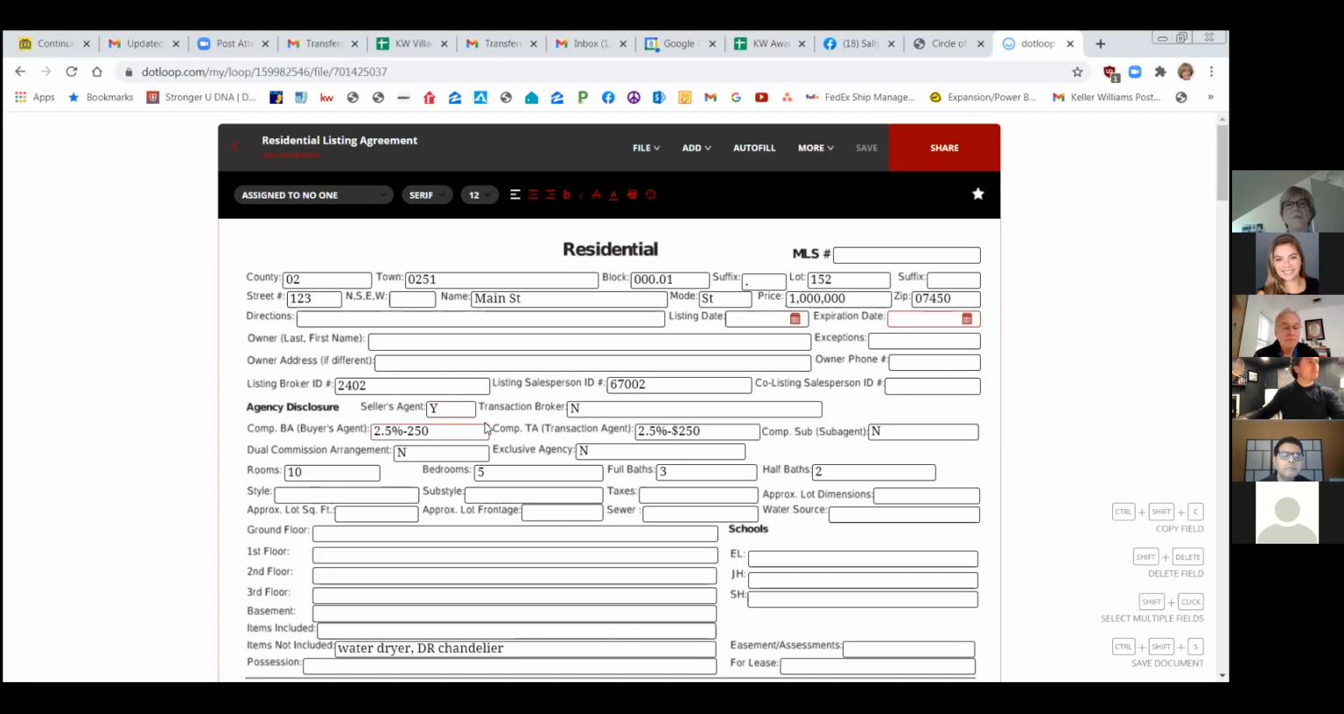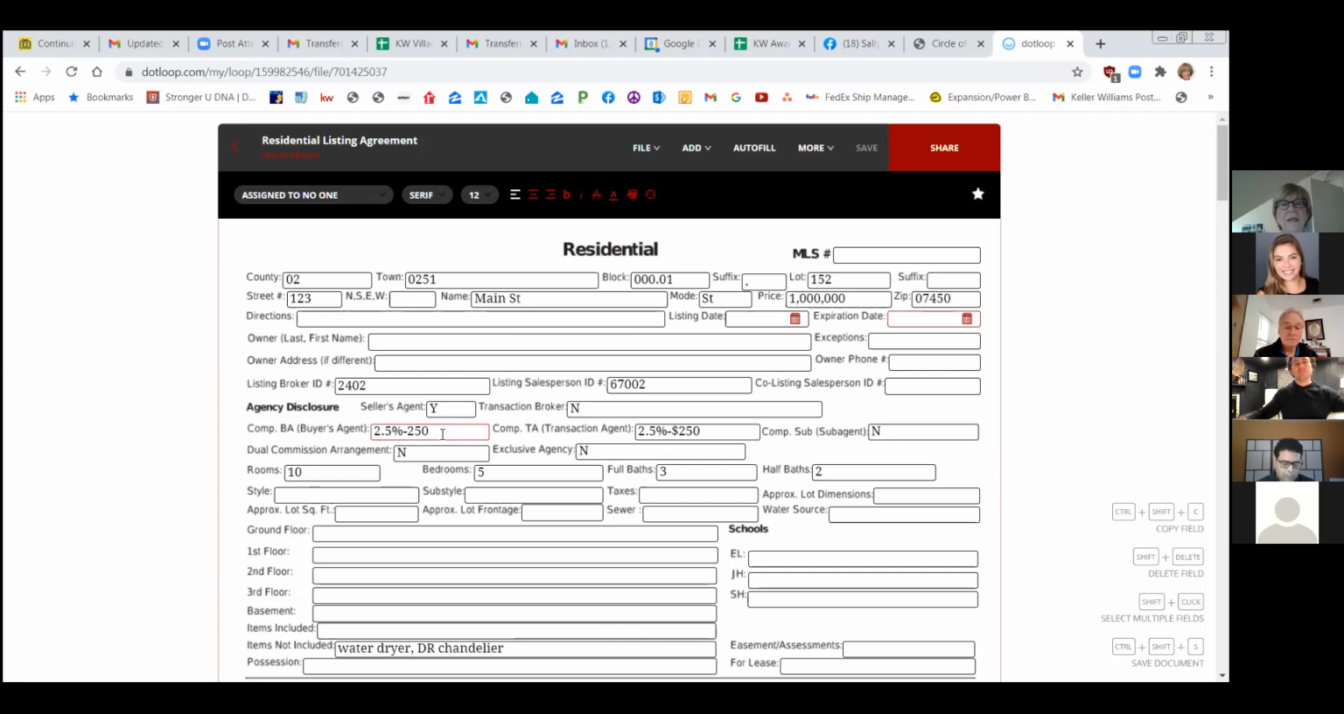So this is an example, but our commissions can be either 5%, 6%. If you want to get 7%, go for it. But we do want you to have a minimum of 5% in most towns, and there's a few exceptions, which we can talk about another time.